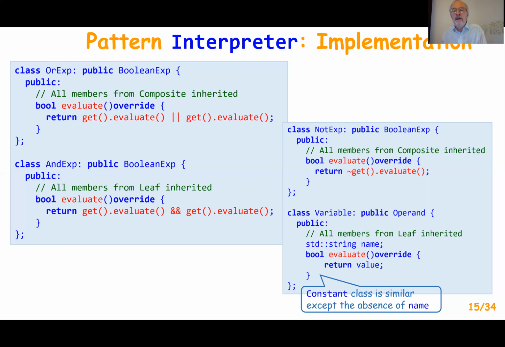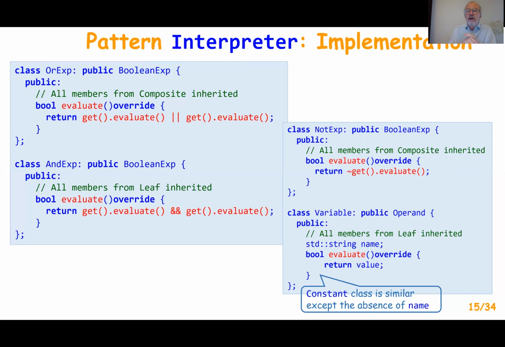Very simple one. Look at variable. I have defined class variable, which is a kind of operand. It contains the name. Well, this is for completeness. I don't need this name actually. All I need is the value, and the value was declared in the base class operand. So all the evaluate implementation for variable does is just returning the current value without any problem.